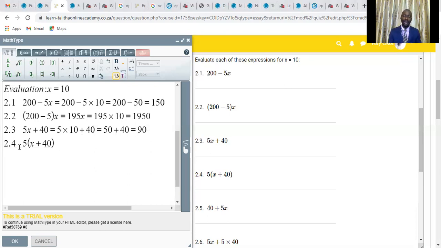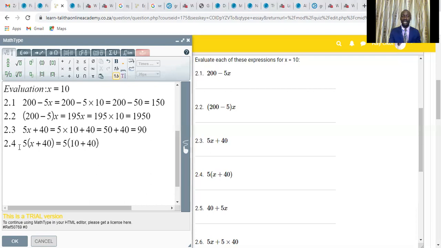Okay. Now, how can we simplify this? Well, we have already seen earlier on that once you have a bracket in an algebraic expression, the first thing or the safest thing to do is first to deal with what is inside the bracket before anything else comes in. And for this reason, we are going to keep 5 out. We leave it outside the way it was initially. Then what is inside the bracket, which is x, will now be 10 since x has been given as 10, and to it we add a 40.